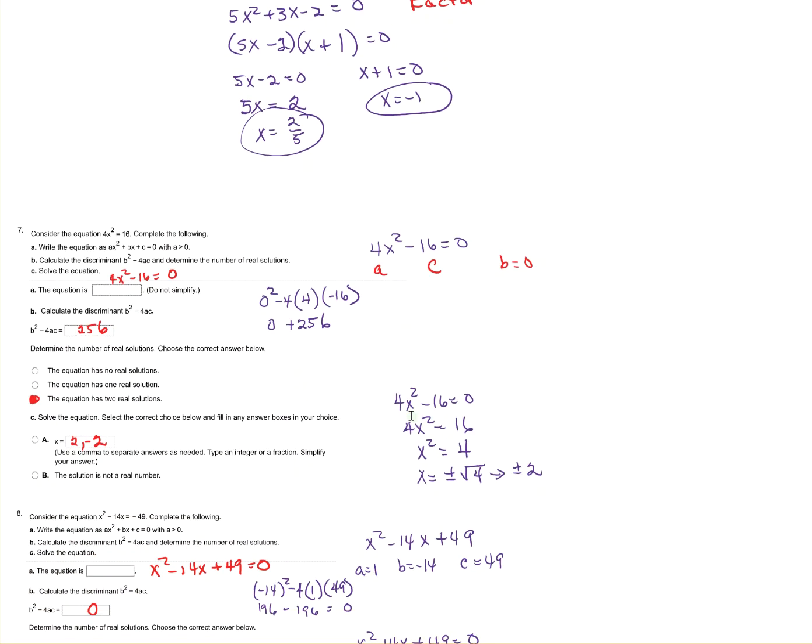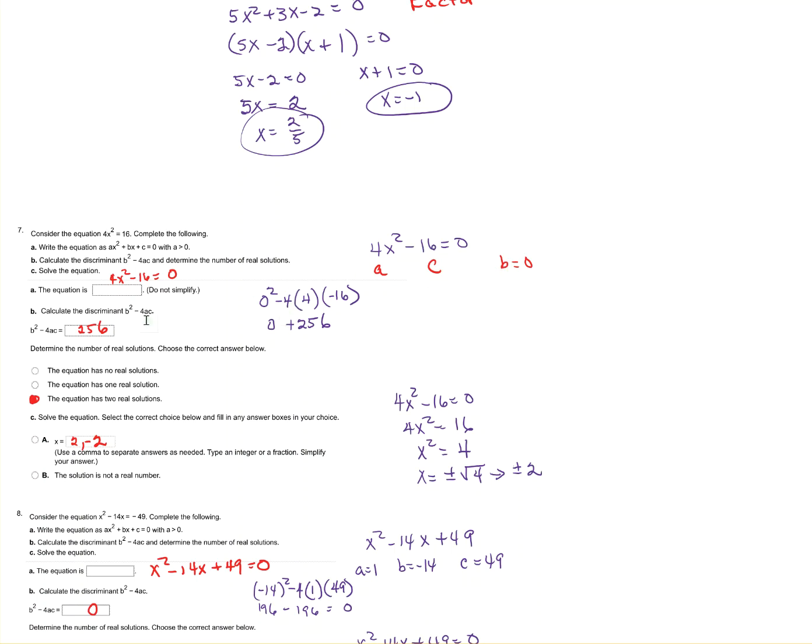All right, number 7, we're talking about the discriminant a little bit here. Consider 4x squared equals 16. Write the equation as ax squared plus bx plus c equals 0. That means we need to get that 16 over here. And we have a is 4, c is negative 16. We don't have an x term, so b is 0.